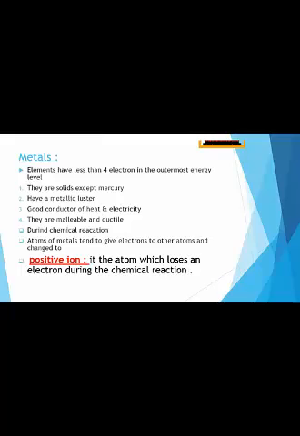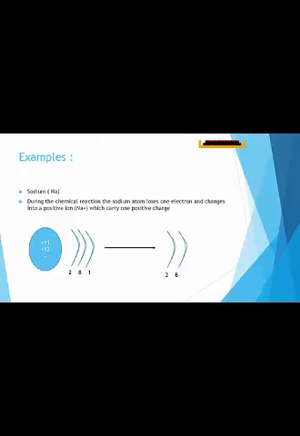A positive ion is the atom which tends to lose one electron or more than one electron during the chemical reaction. For example, sodium, Na: during the chemical reaction, a sodium atom tends to lose one electron and will be changed into a positive ion, Na+, which carries one positive charge. Concentrate on this point: the number of positive charges is equal to the number of electrons lost during the chemical reaction.